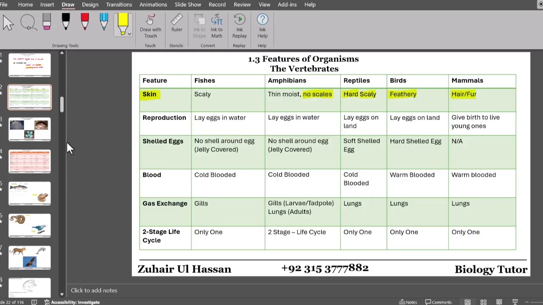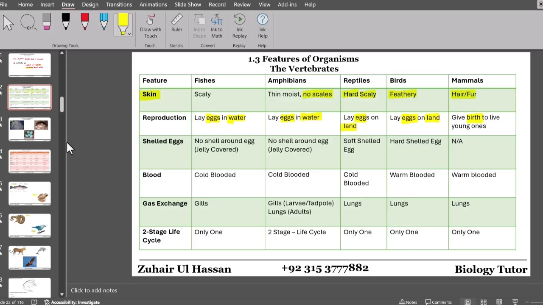The second feature is about their reproduction. Related to reproduction, we will be talking about their method of reproduction. Fishes lay eggs, and amphibians, reptiles, and birds also lay eggs. All these 4 vertebrates lay eggs. Amphibians and fishes lay eggs in the water. Amphibians and fishes have this similarity, but reptiles and birds lay their eggs on the land. Mammals give birth to live young ones.